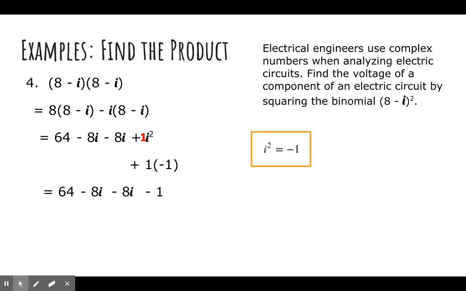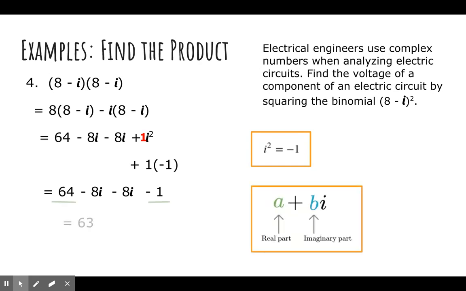Bring down the first 3 terms and we'll combine our like terms. 64 minus 1 is 63. And negative 8i minus 8i gives us negative 16i.